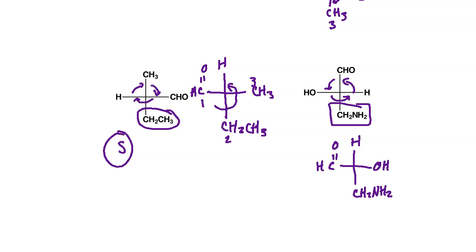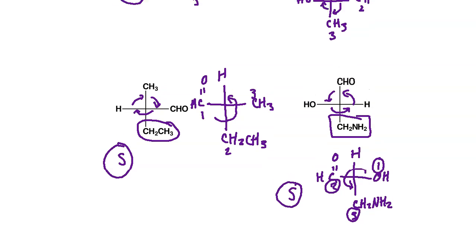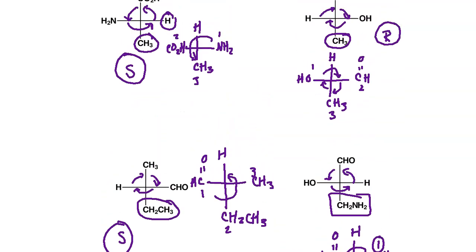And so ranking this, I would have 1 for the hydroxyl, 2 for the aldehyde, 3 for the amine. It would be 1, 2, 3, and I yet again have S. So hopefully you found this useful in how to solve for and predict R or S chirality when we're talking about Fischer projections.